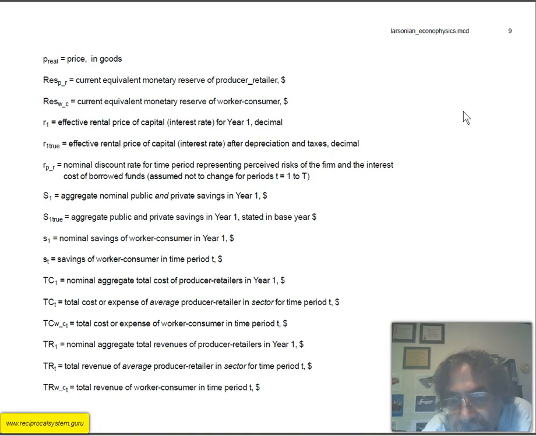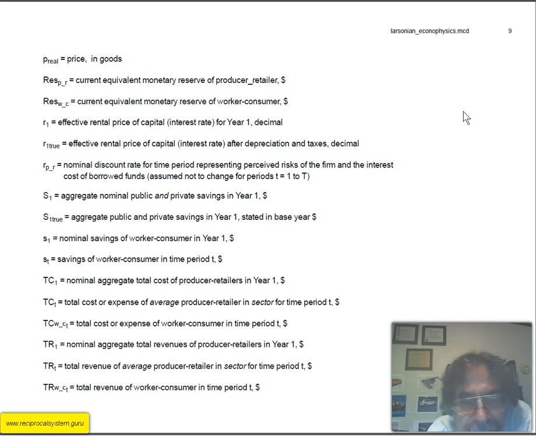Capital S sub 1 equals aggregate nominal public and private savings in year 1, in dollars. Capital S sub 1 true equals aggregate public and private savings in year 1, stated in the base year currency. Small s sub 1 equals nominal savings of the worker consumer in year 1, in dollars. S sub T equals savings of the worker consumer in time period T, in dollars.